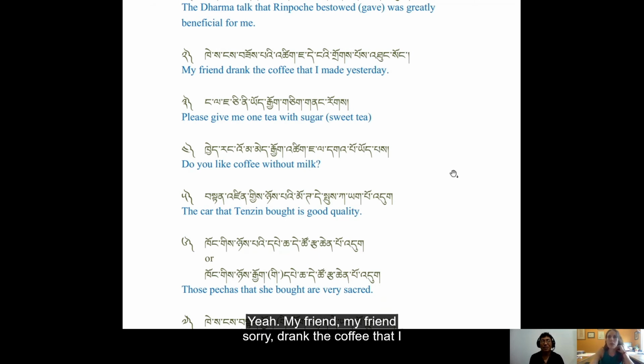My friend drank the coffee that I made yesterday. So this is what I'm talking about, the fact that the relative clauses with pa are usually indicating an action that was started in the past tense, okay? So this is what I mean by that.